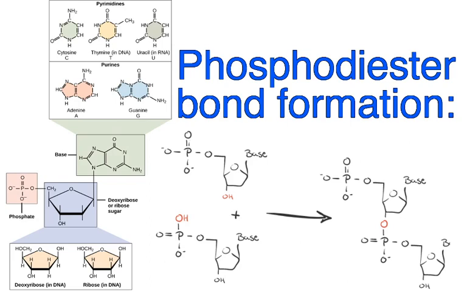The sugars in DNA and RNA also have differences. In DNA, the sugar is called deoxyribose, whereas in RNA, it's ribose.